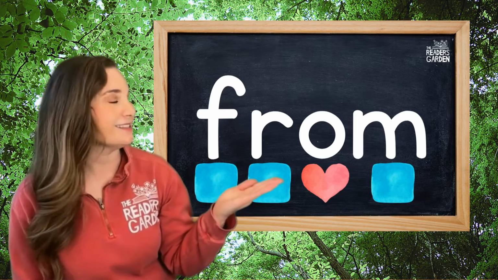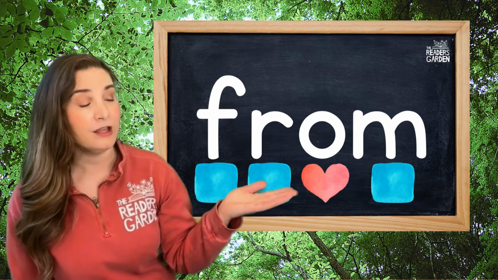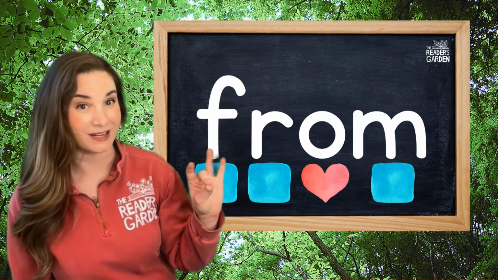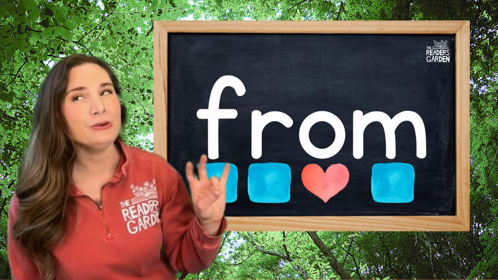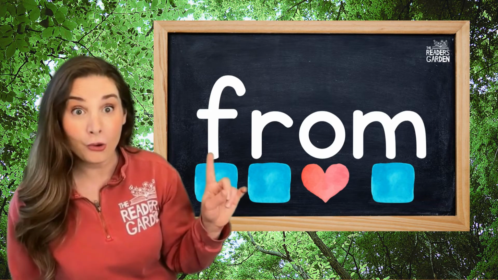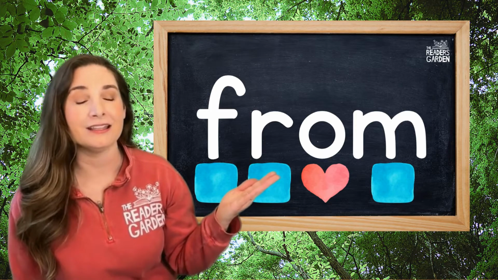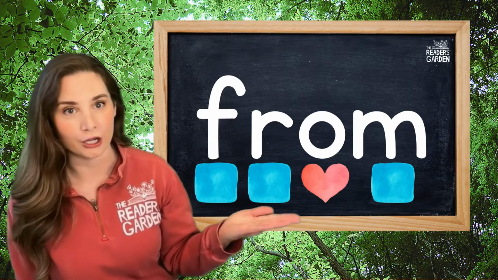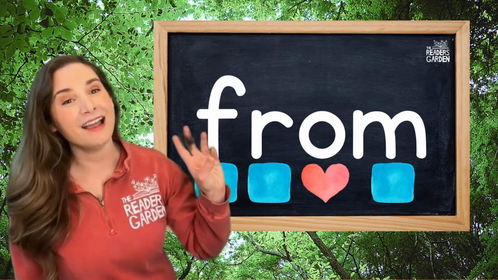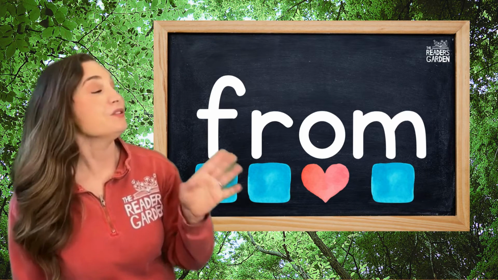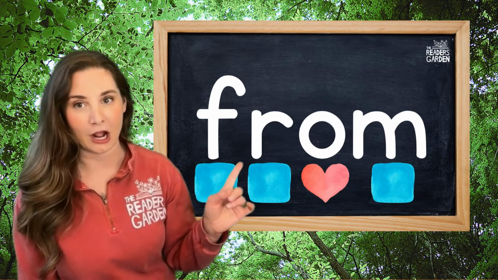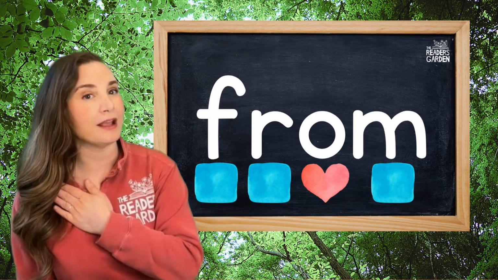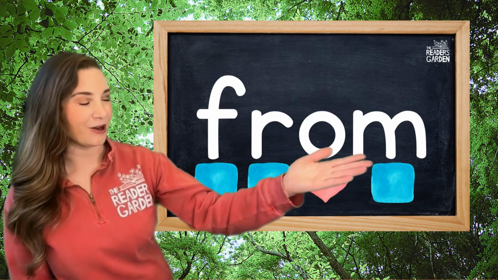So why is this word irregular? Well, the F is making an expected sound. The R is making an expected sound, but that O is sounding like a U. Instead of making an ah sound, it's making an uh sound, as if it were a U, but it's an O. And then that M is also making an expected sound. So the part of the word from that we really need to know by heart is that the O is doing something unexpected. All right, so put that in your heart bank of words, and let's go ahead and spell it on our arm.